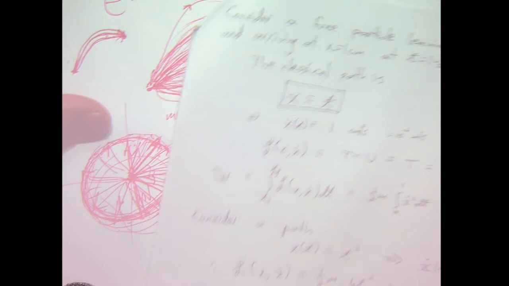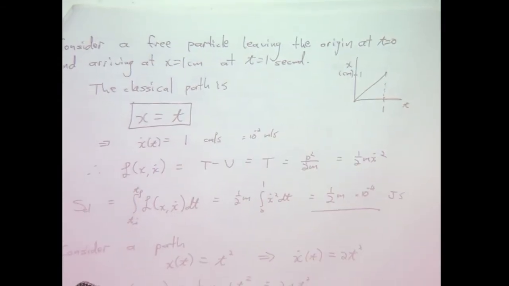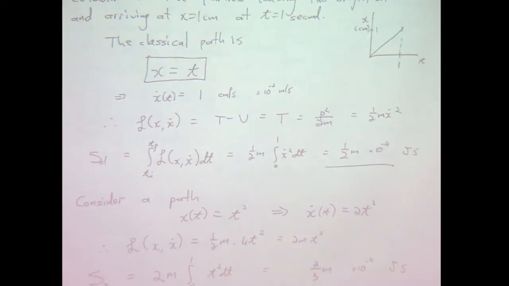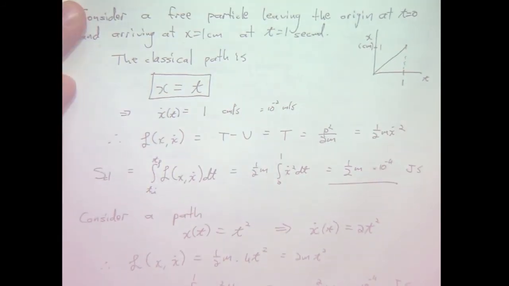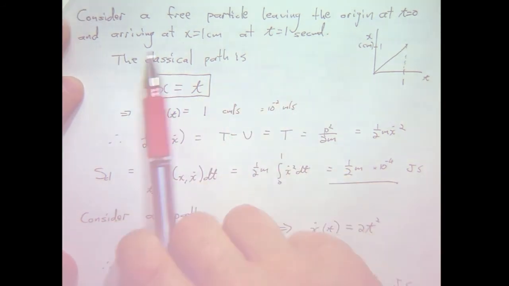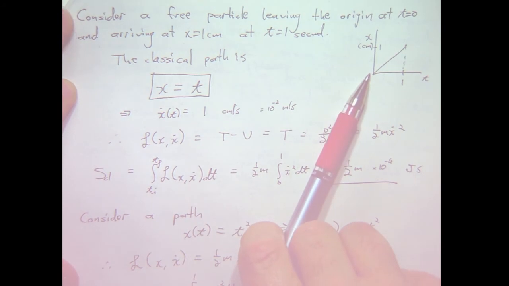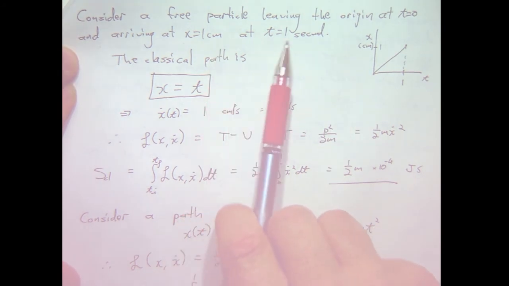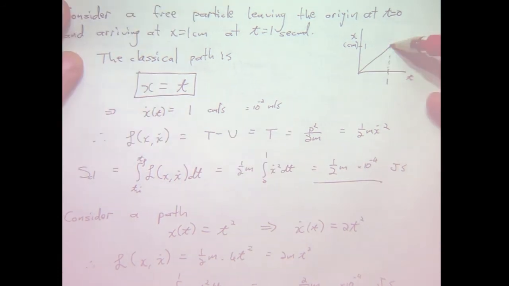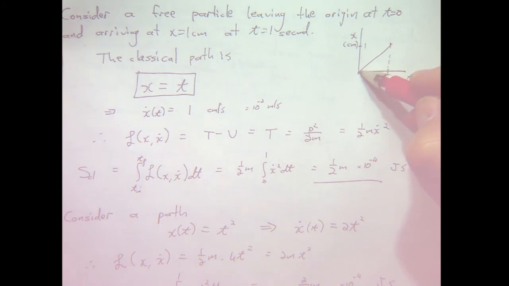All right. So let's just have a look at some examples. Before we actually prove anything, I want to see some examples. I don't want to dive into the notation. So consider a free particle leaving the origin at t equals zero and arriving at x equals 1 centimeter at t equals 1 second. It's a free particle, so its trajectory we know is a straight line, and the classical path is x equals t.